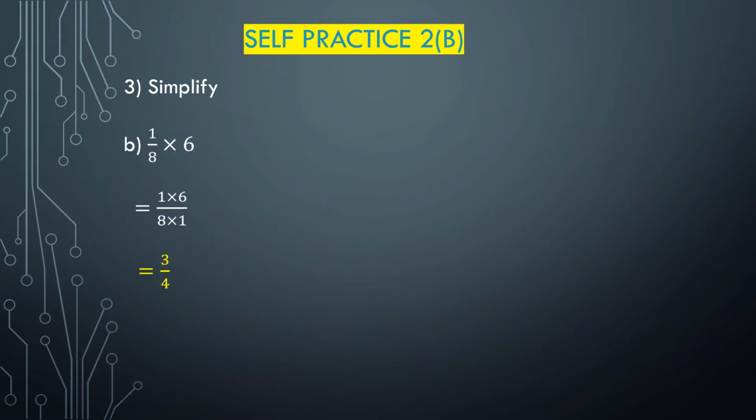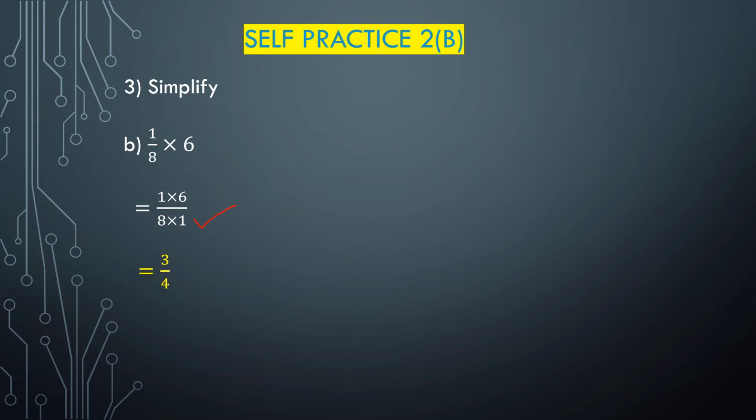Now we solve question number 3, part B: 1/8 multiplied with 6. Here the product of a fraction and a whole number is the product of the numerators divided by the product of the denominators. So multiply 1 with 6, 1 multiplied with 6 divided by 8 multiplied with 1. 1 multiplied with 6 is 6, and 8 multiplied with 1 is 8.